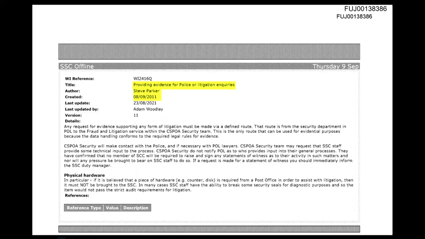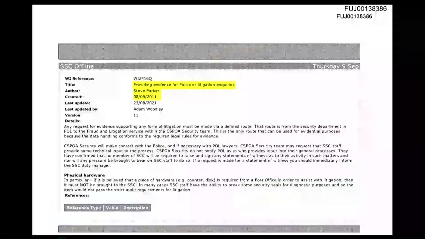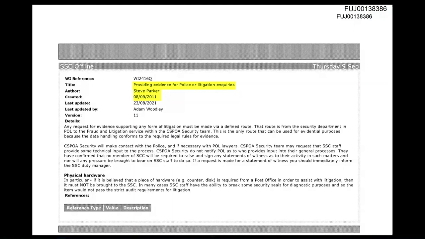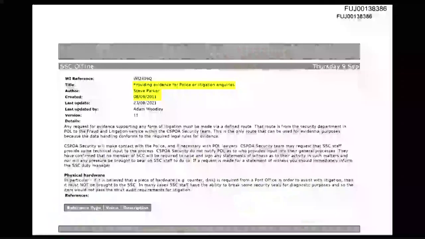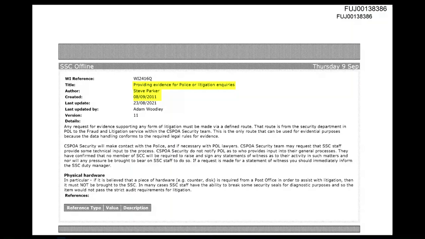Why were you writing a work instruction in September 2011 about the provision of evidence to the police or to Pol? It must have been because it became clear to me that requests of this sort were being made without coming from the CS security team. And as I say there, that was the approved route and the only one which should be used for those purposes. Can you recall what had happened, what event justified the writing of this work instruction? No, only that some sort of event of that type must have happened to trigger me to make things hopefully crystal clear. You see that it refers in its body to the CSPOA security team and CSPOA security.